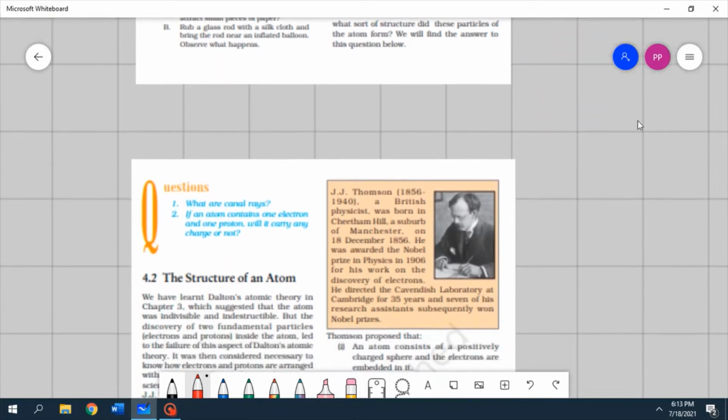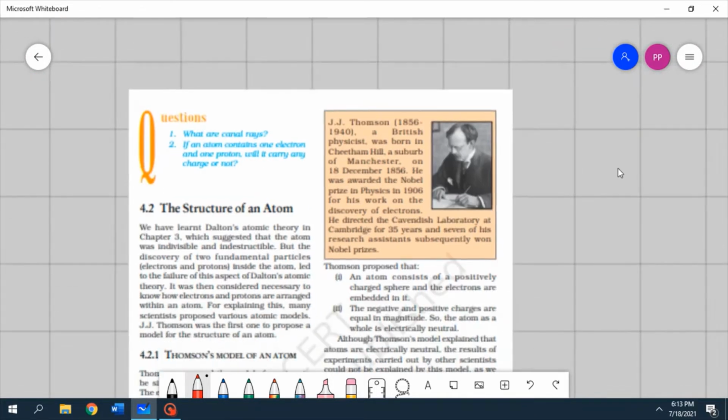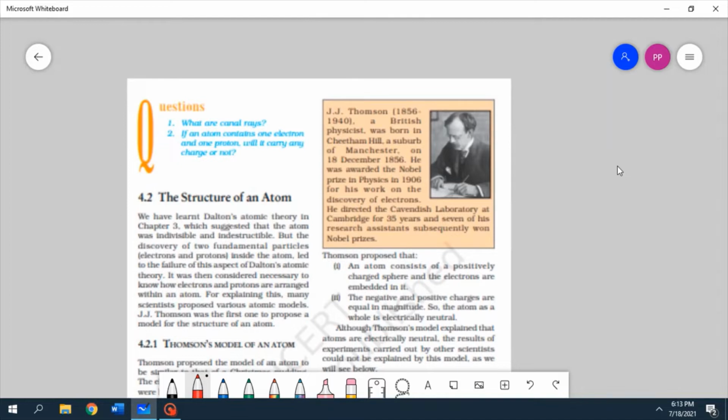So we have two questions here. What are canal rays? That's what I just explained above. And if an atom contains one electron and one proton, will it carry any charge or not? If it has an electron which has a negative charge and a proton which has a positive charge, the positive and negative get cancelled, and that leads to no charge. So that would be the answer for this.